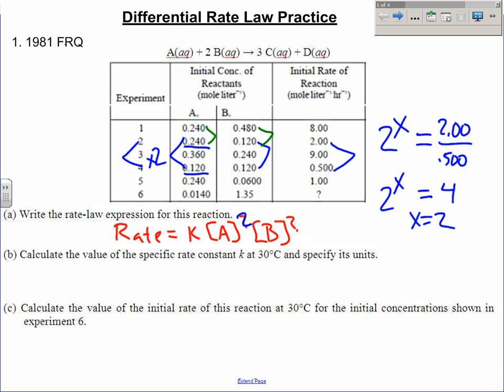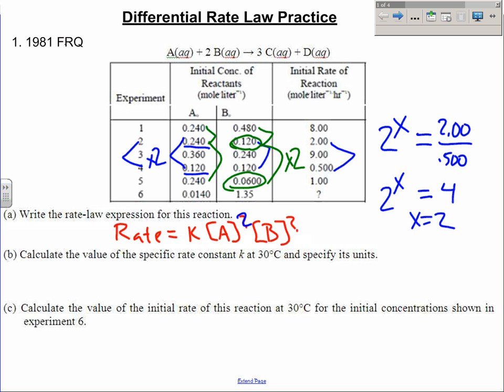The thing is, I always try and look for a simple situation. And a simpler situation would be a situation where A was constant but B doubled. And if you look at Experiment 2 and 5, A is still constant, and in these two experiments, I have 0.12 and 0.06. That's a doubling situation. So I'm going to look at experiment 2 and 5 to figure out what the order is of B, simply because it's going to be a little bit easier. So I noticed that that's going to double. So my relationship here is I've doubled it.